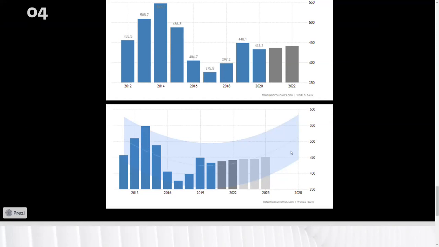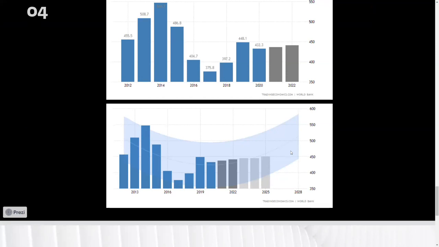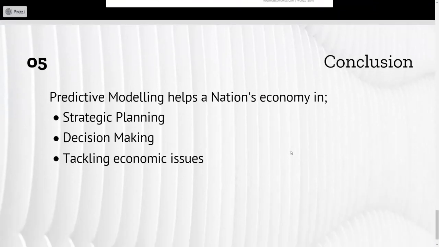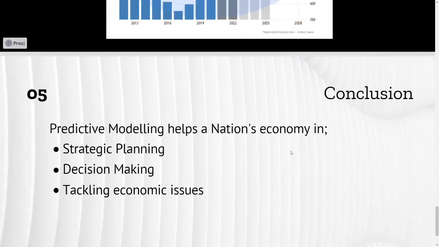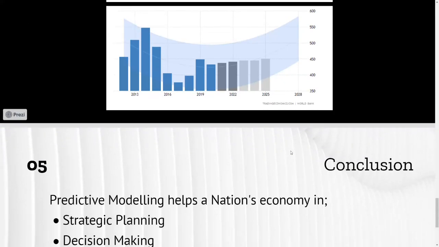So how can this data now be useful to the government, useful to you as a Nigerian? How can this prediction of a national economy help? So I came here to conclude and say, okay, predictive modeling helps in the national economy, strategic planning. So we've already been able to predict how 2023 is going to be like. The government can start planning strategically for what things we are going to put in place for 2023 so that we can even increase our GDP above this level.